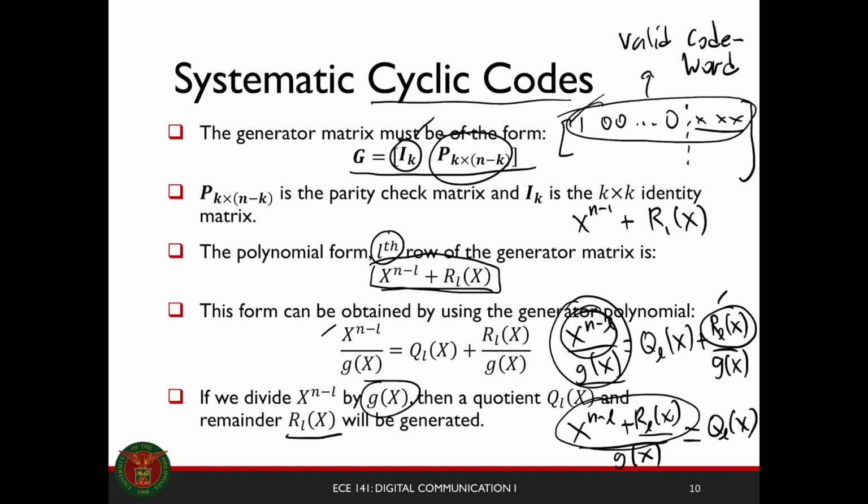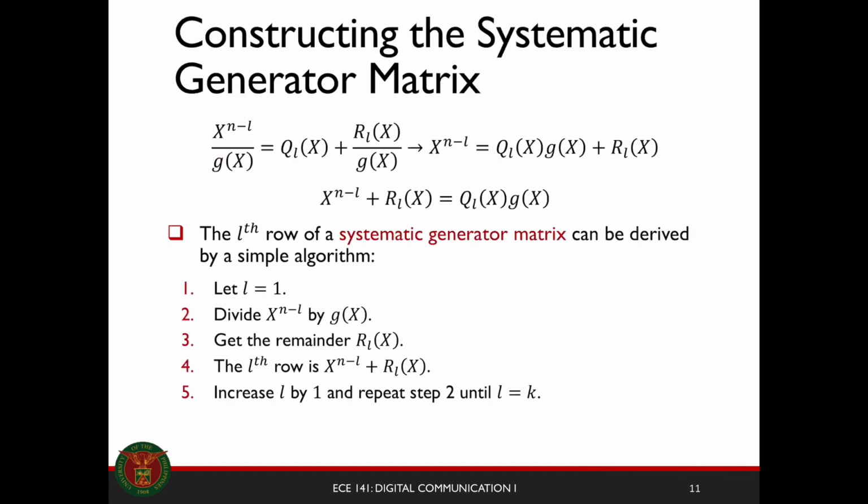Okay, so that's how you generate a systematic cyclic code word. The generator matrix rows can be determined by dividing the different powers of x by g of x and getting the remainder, adding that remainder to them, okay? And this creates the rows of a systematic generator matrix, which creates a systematic cyclic code.